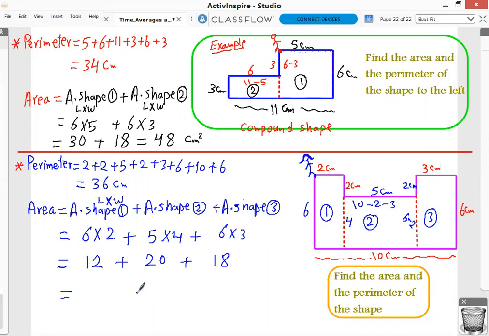40. Yes, 50. Very good. Okay, it's 32 here plus 18, it will be 50. 50 what?